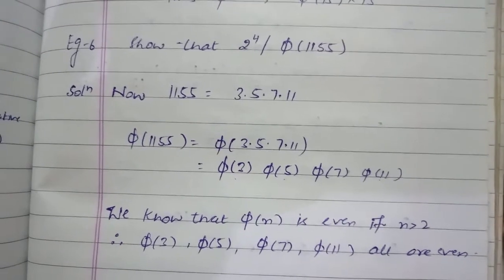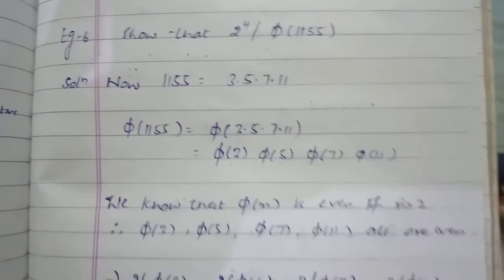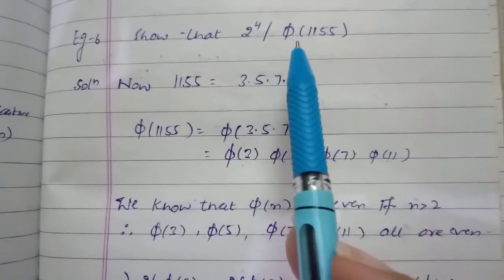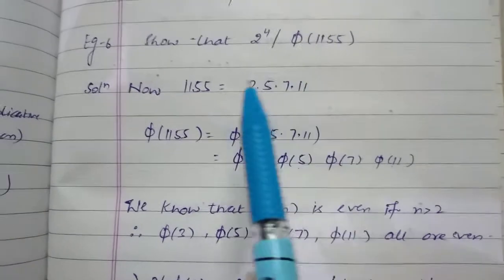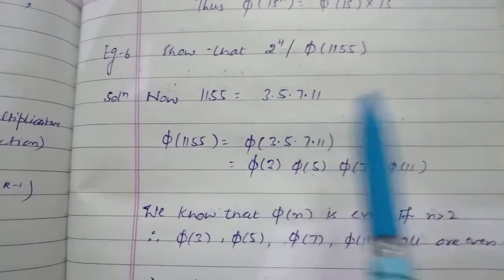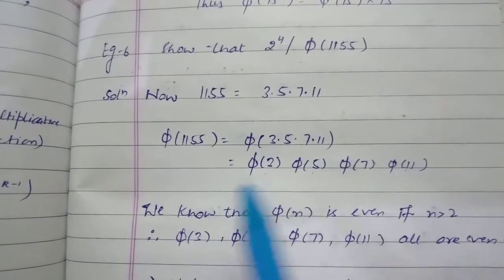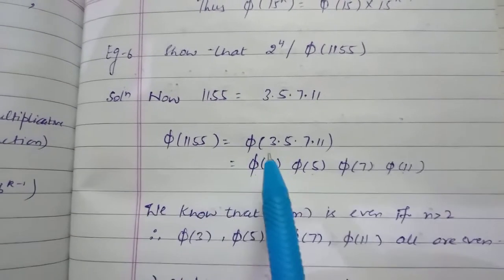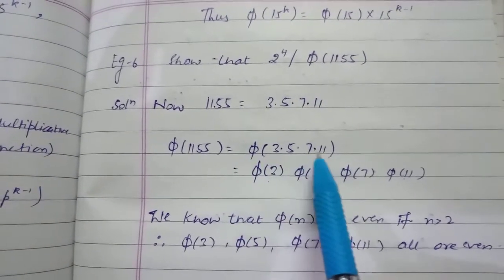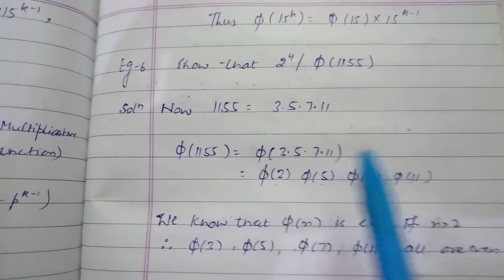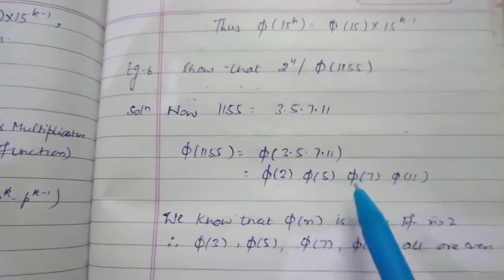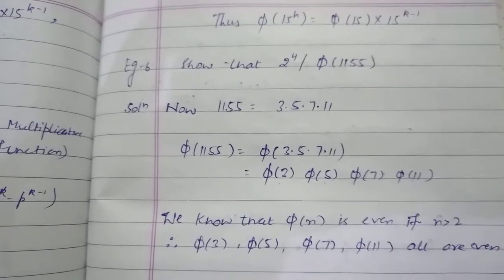In this lecture, we will continue with the questions on Euler function. First question is, show that 2 raised to the power 4 divides phi(1155). Now, 1155 can be written as 3 into 5 into 7 into 11, product of primes. Phi(1155) is phi(3 into 5 into 7 into 11). We know all these numbers are relatively prime and phi is a multiplicative function, therefore we can write it as phi(3) into phi(5) into phi(7) into phi(11).